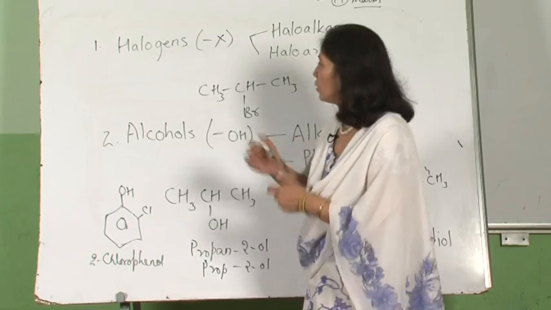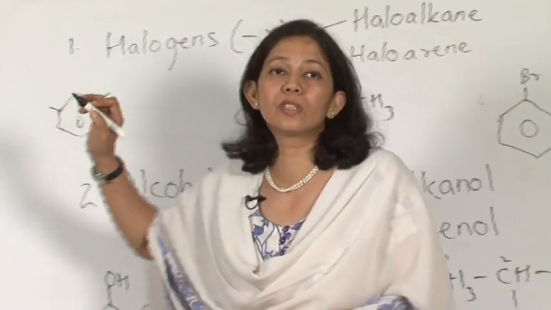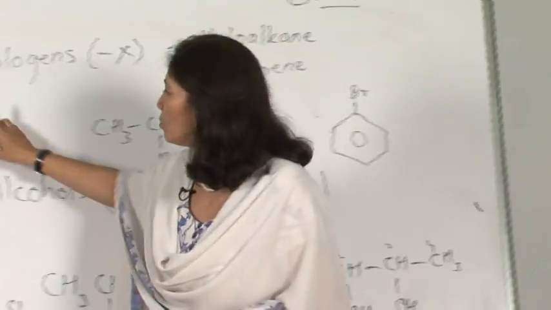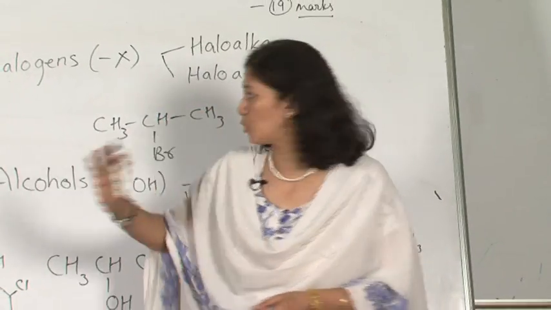It is not necessary if I draw a ring, these are always ortho. This is not at all correct. Ortho and the meta as well as the para are decided by the group already attached. This part you should be very, very clear.